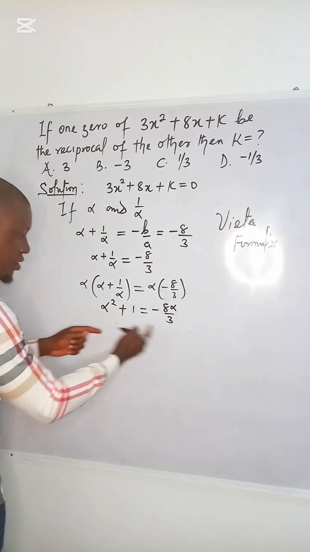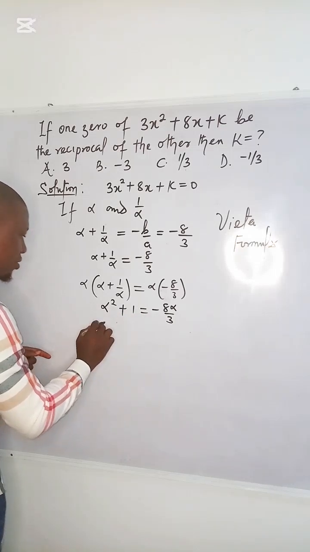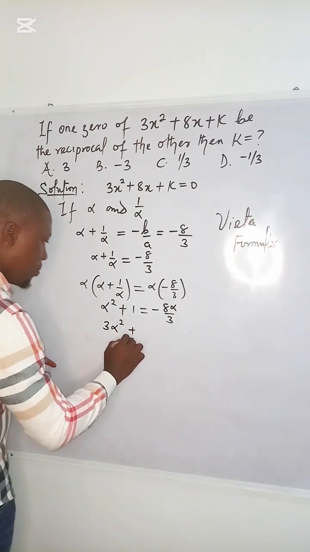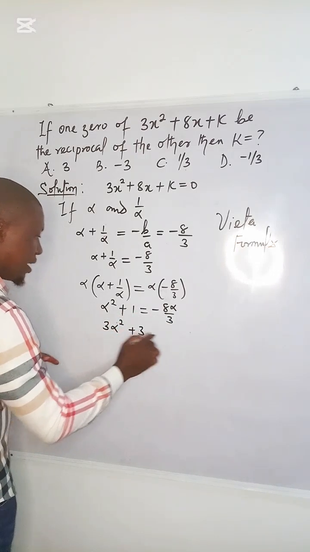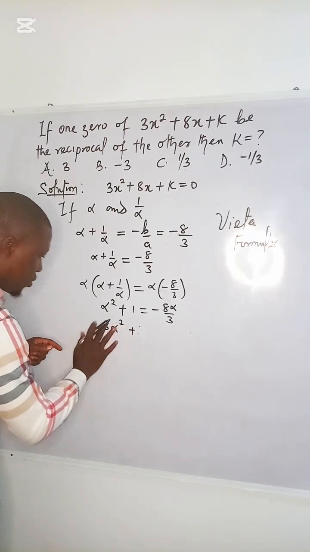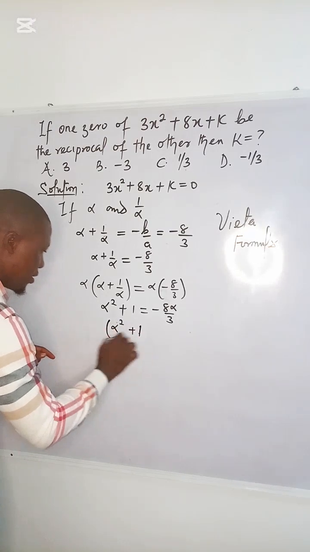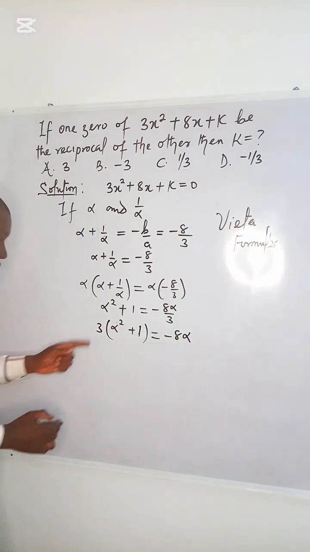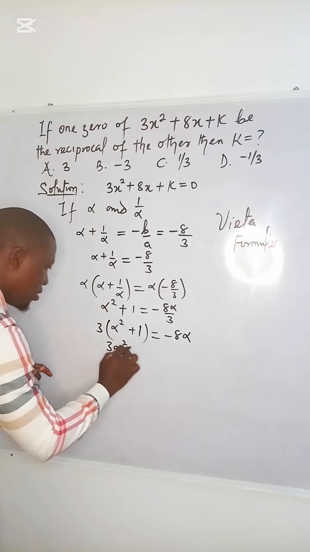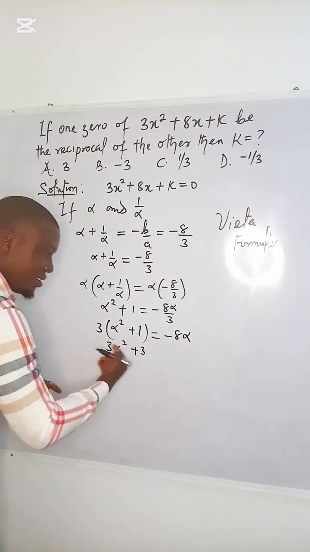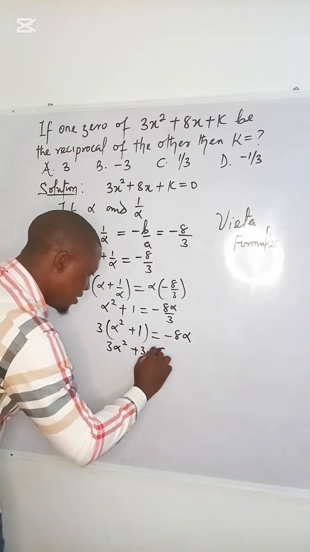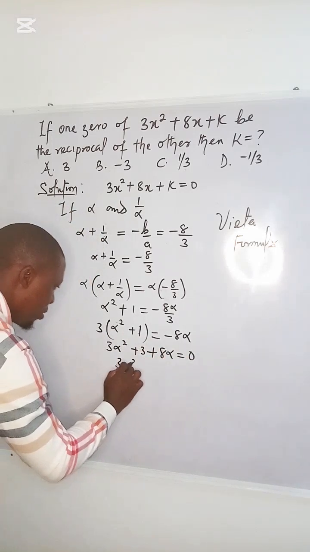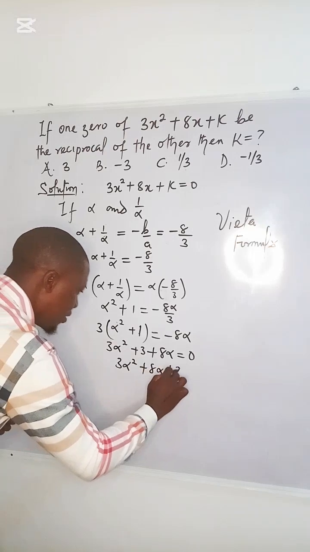Now you can cross multiply, down to 3 alpha square plus 1 times 3, and it's equal to negative 8 alpha. Now 3 times this is 3 alpha square plus 3. Now take the 8 alpha inside, making it positive, it will be plus 8 alpha is equal to 0. That means 3 alpha square plus 8 alpha plus 3 is equal to 0.